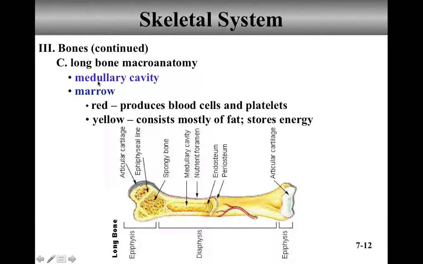So the medullary cavity contains bone marrow, which we've talked about already a little bit. If the bone marrow is red in color, it's producing blood cells and platelets. Very important job. If the bone marrow is yellow, it's going to consist mostly of fat. And that's cool because our bones can actually store energy for us if we're starving and we need to draw from fat stores. We can pull it out of our bones.